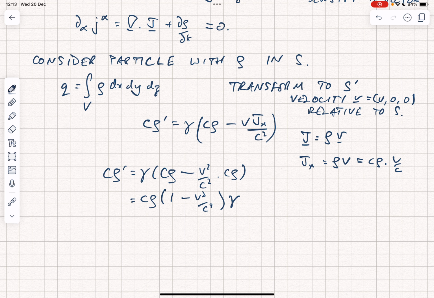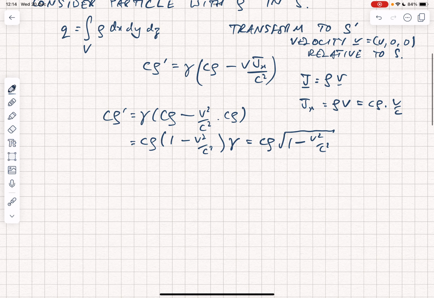And of course, because gamma is 1 over the square root of 1 minus v squared over c squared, that's equal to c rho times the square root of 1 minus v squared over c squared. Okay, so that's our transformation. That's now our charge density in the new reference frame, and you'll notice that we're effectively introducing a shift there.